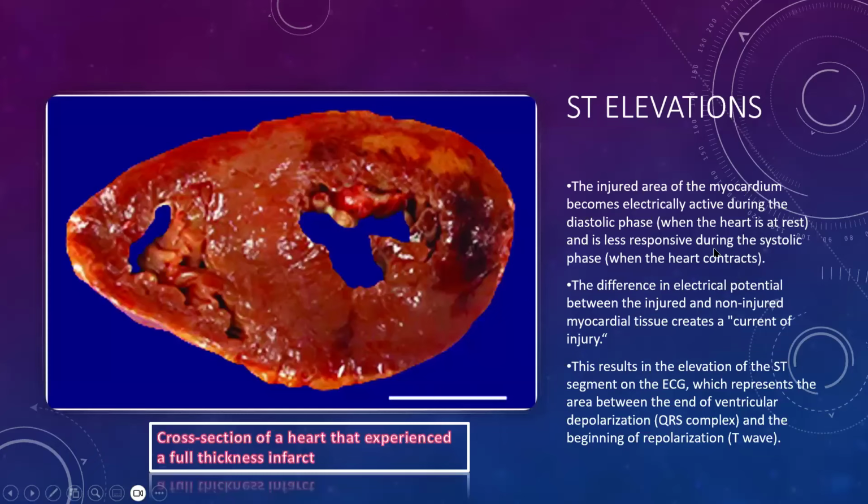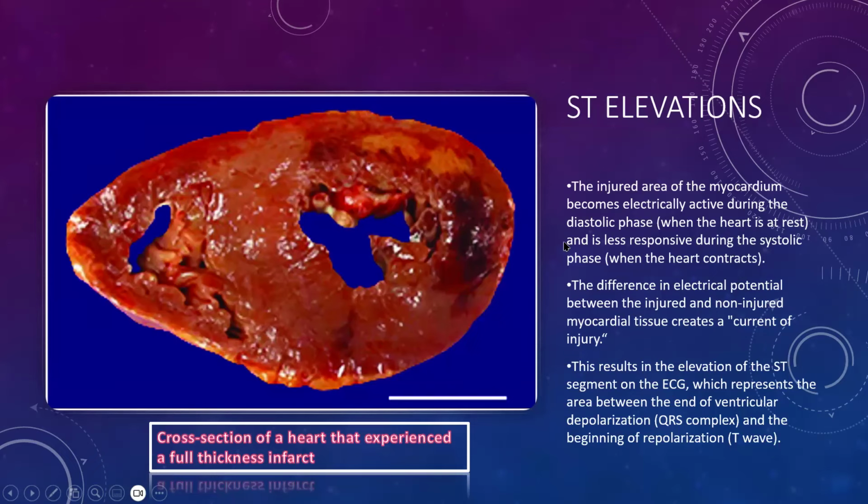So when the heart contracts, then it doesn't produce as much electricity, which is understandable because it's damaged. All right. So you have this heart that now has this higher electrical state, especially during diastole, and during systole, when the heart is contracting, it's unable to produce that much electricity. So the difference between those is called a current of injury, and this is what results in the ST segment elevation, all right? And that's what we look for.